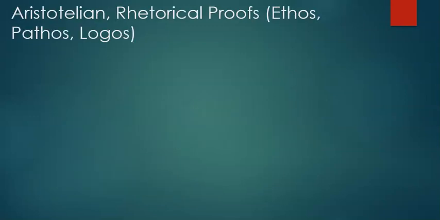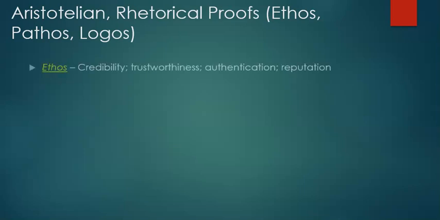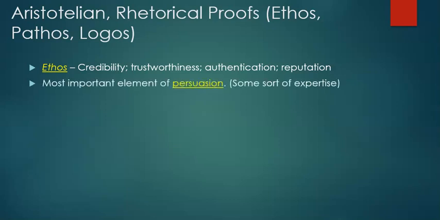So, Aristotelian rhetorical proofs, which include ethos, pathos, and logos. I'm sure you've heard of those before. If not, I'll give you a brief overview of what they are. You will be tested on these, though, guaranteed. Ethos: a person's credibility, their trustworthiness, their authentication, their reputation. It is the most important element of persuasion, having some sort of expertise.